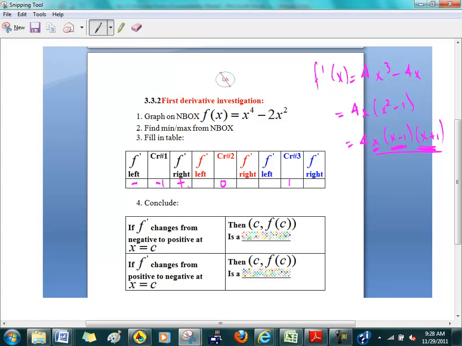Take a number a little less than 0, -0.1, let's say. This is negative. This is negative. This is positive. That makes it a positive. The other side is going to be a negative. And now a number a little less than 1, put it in here. It's positive, negative, positive, negative. And then to the right, it'll be positive.